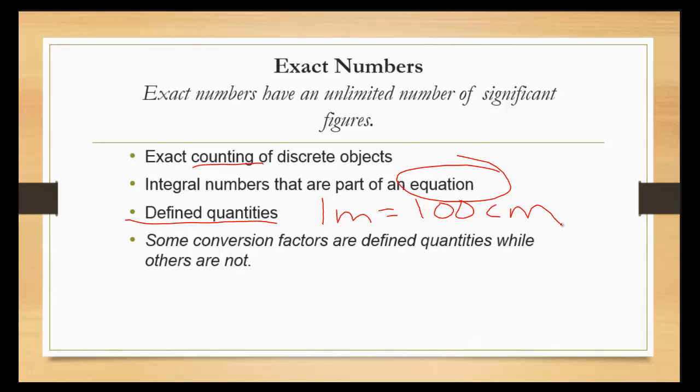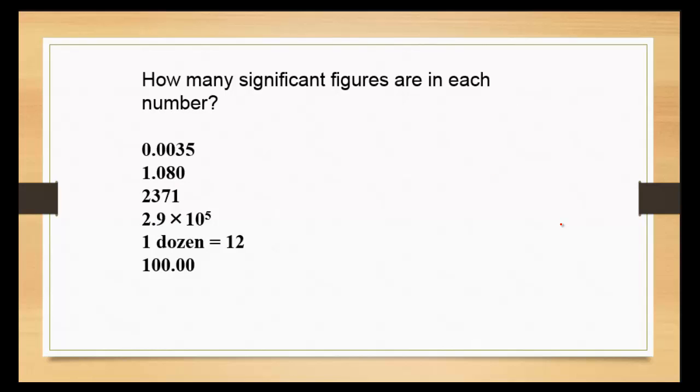So let's take a look at these and figure out which ones are significant and which ones are not. These here are leading zeros. They are not significant. So the 3 and the 5 are the only two that are significant. 1.080. This is a trailing zero, but there's a decimal here. Because of that decimal, that makes that number significant. So that means I have 4. Here, they're all non-zeros, so all of those are significant. In scientific notation, you look at the numbers at the start. So there's 2 here.